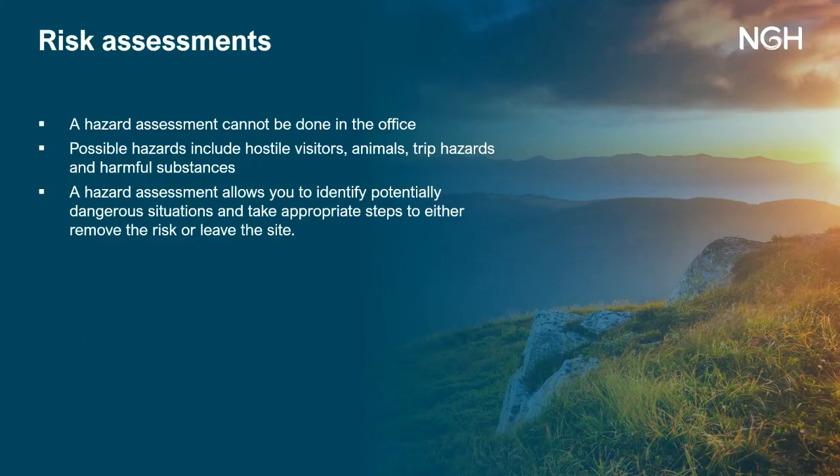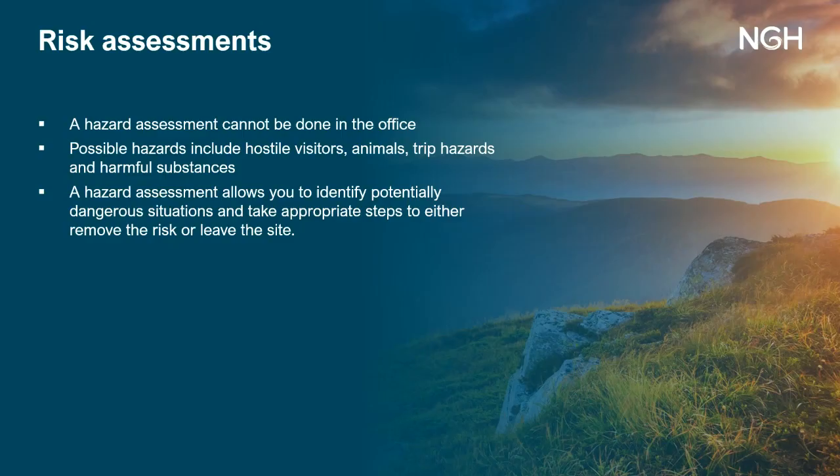When planning for fieldwork, we assess and identify likely and common hazards and risks and form mitigation measures to reduce or eliminate them. However, not all hazards and associated risks can be identified from the office. We need to go to the site and assess the actual site conditions in order to do this. Staff undertaking fieldwork could face a range of hazards, including hostile visitors, animals, trip hazards, and harmful substances.